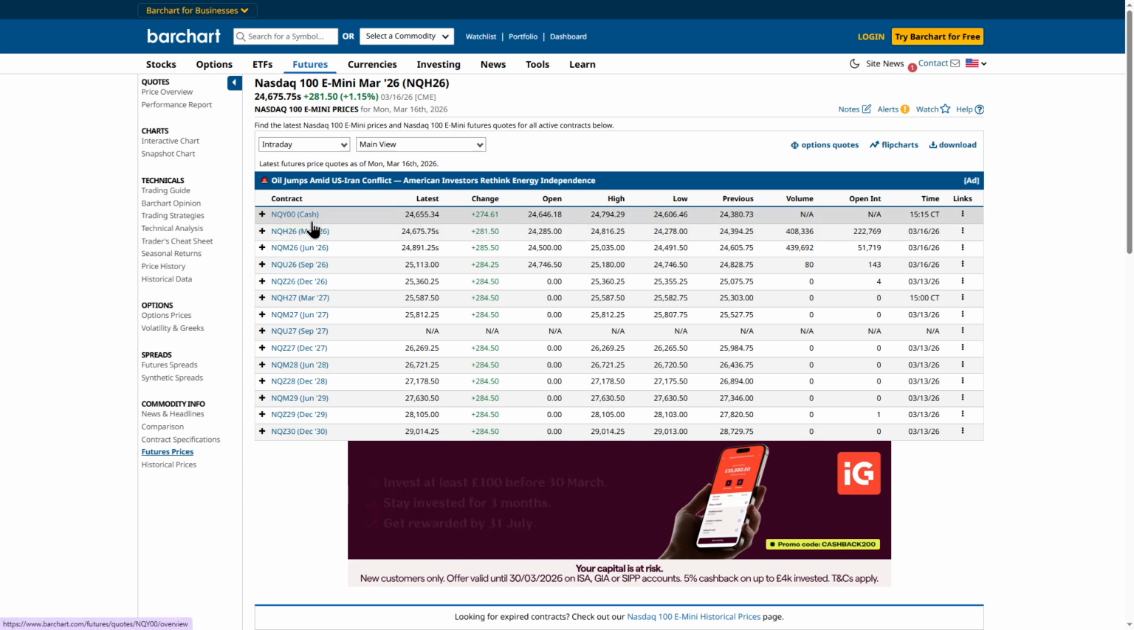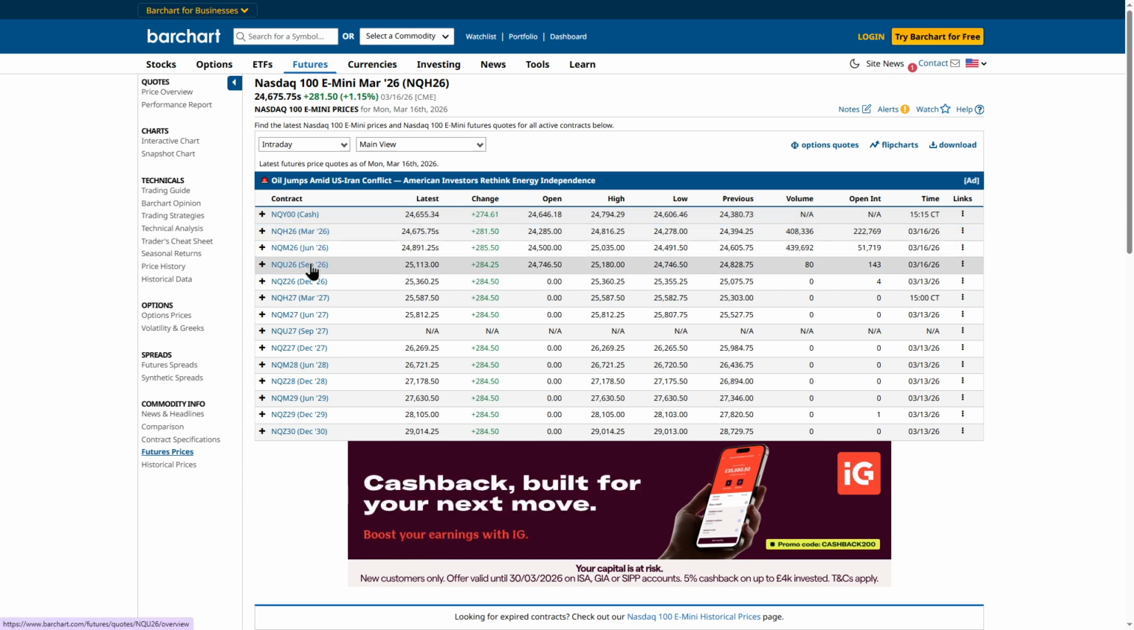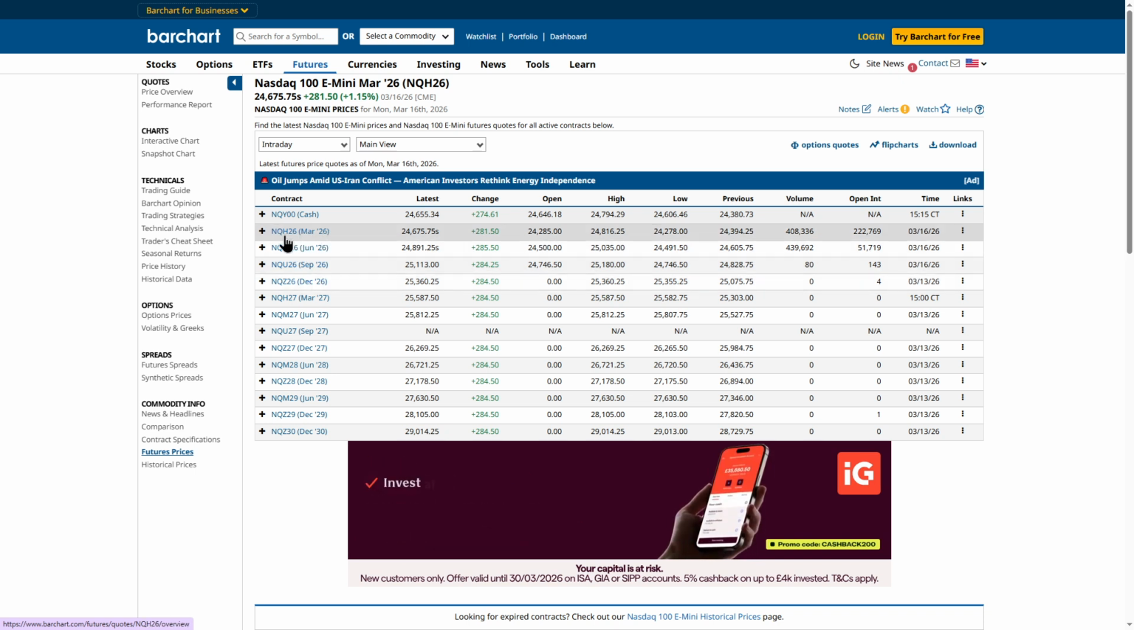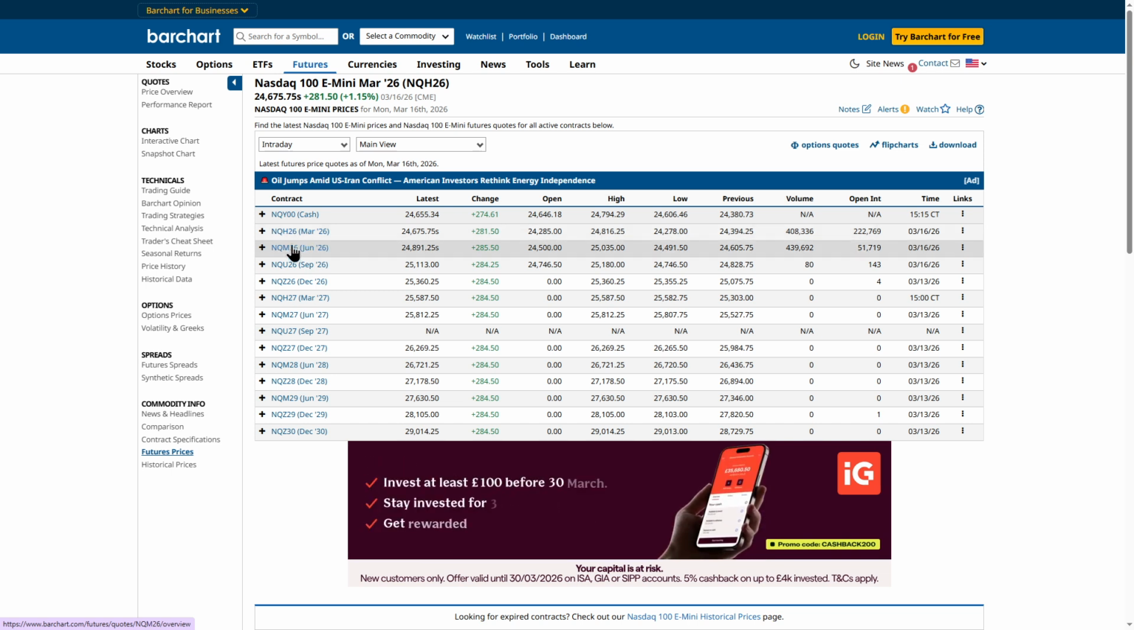You ignore the cash, and then we have the March contract, June contract, September contract, December contract. We're currently in the March contract. You can really easily tell the contract name because it's right there. The third Friday of this month, which is March, will be when this contract expires, and we have to switch to the next one because this won't even be available to trade anymore.